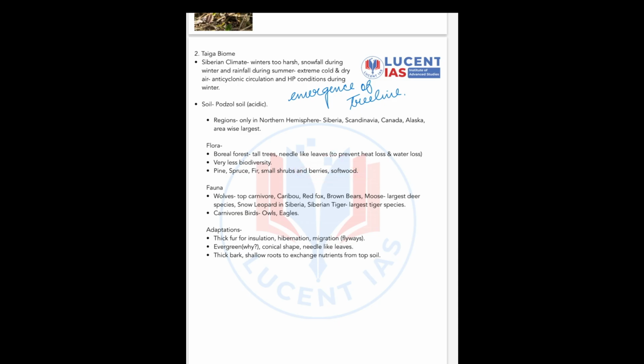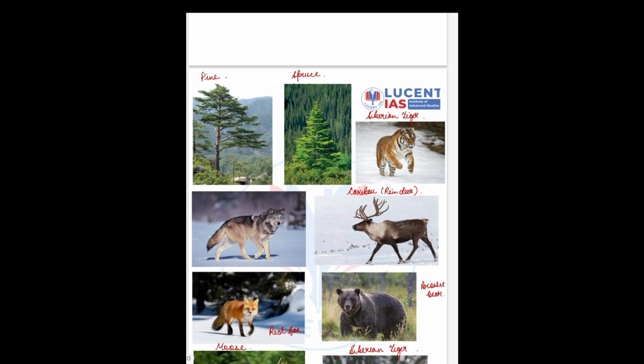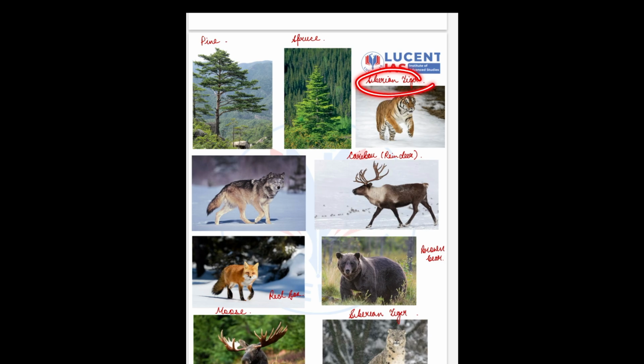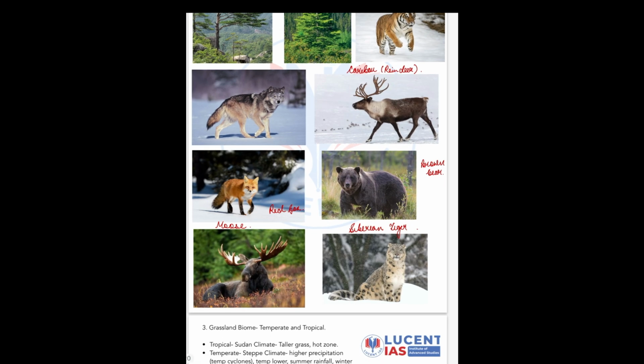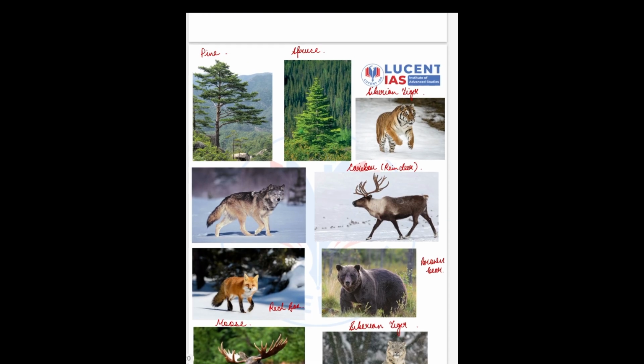What is the fauna found? Wolves, they are the top carnivore. Then caribou. Let us see the pictures of this. Caribou, red fox, brown bears. One is the Siberian tiger. Then caribou, this is the reindeer. Then red fox, brown bear. Then moose and Siberian tiger. Clear? And trees like pine have needle-like leaves, and spruce.